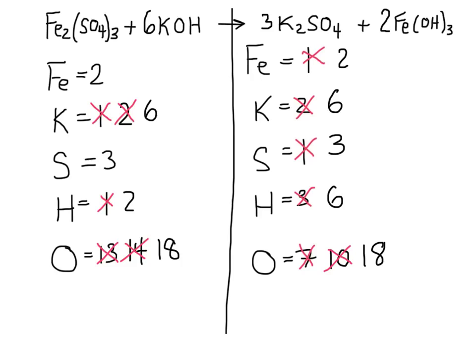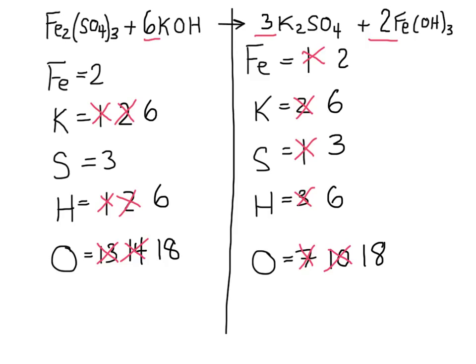I'm going to check the hydrogens. Right here is the only place I find hydrogen. There is just 1 hydrogen times 6, and so I'm going to change this number to 6, and now let's go through and check. Irons match, potassium matches, sulfur matches, hydrogen matches, and oxygen matches. This is our completed balanced chemical equation. So I just had to add a 6 there, a 3 there, and a 2 there.